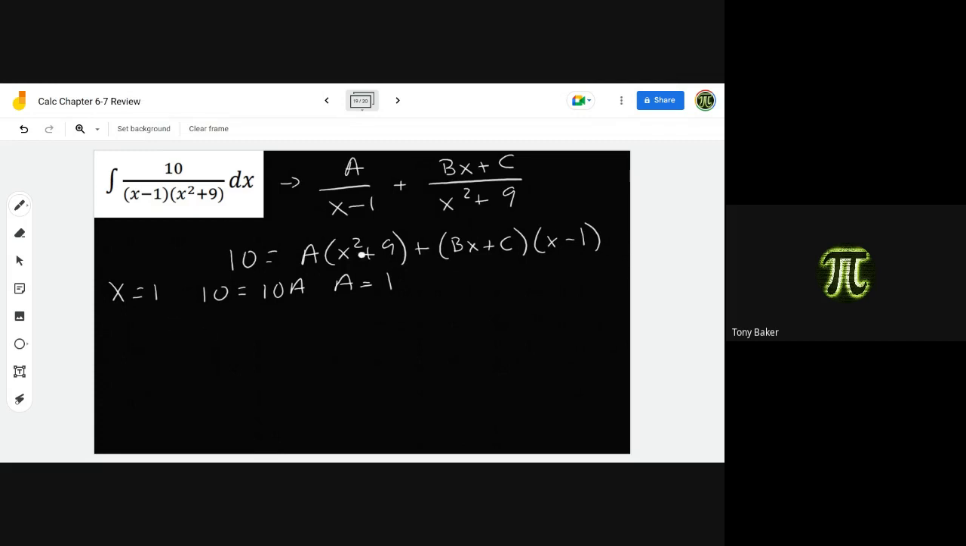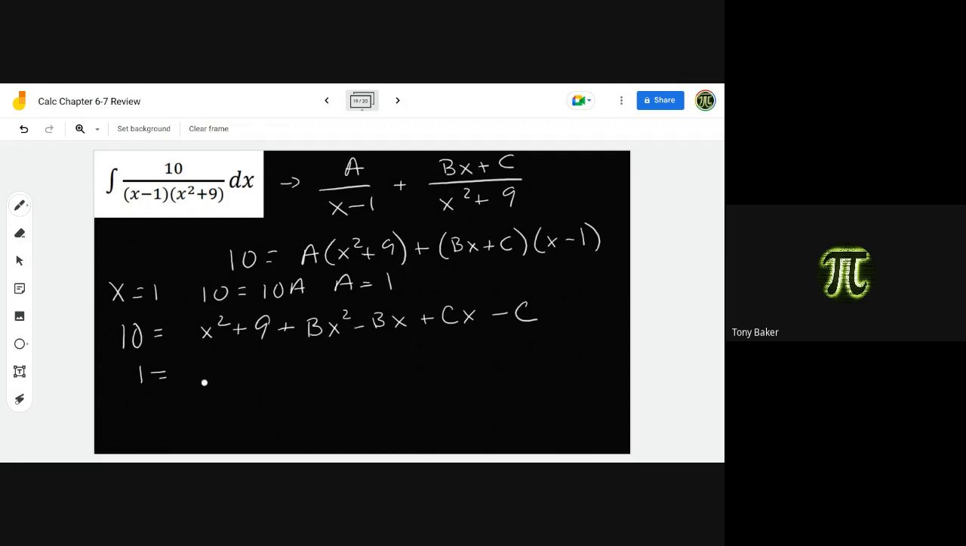So now we got to FOIL this one out and see what's left over and see if I can work on some other stuff. So 10 equals ax squared plus... you immediately want to plug in A. Yeah, that's what I'm going to do. And then 1 times 9 is 9. So I'll make my life a little bit easier. And then I have bx squared minus bx. And then I have c times x is plus cx. And then c times 1 is negative c. So I can bring the 9 over.